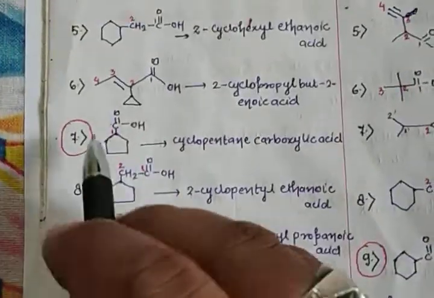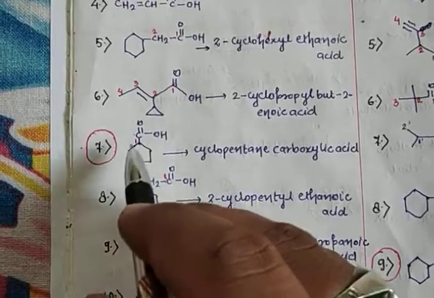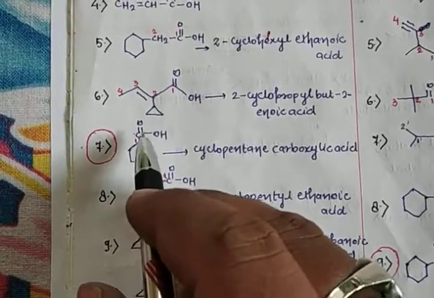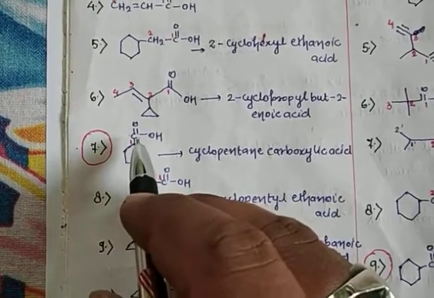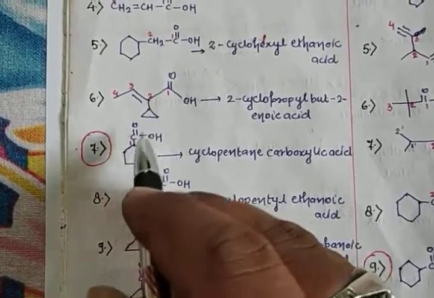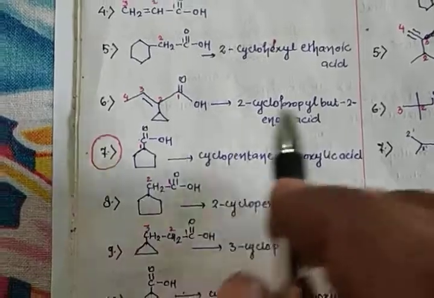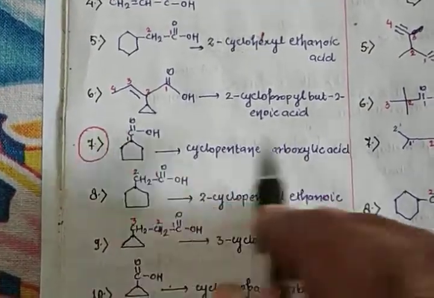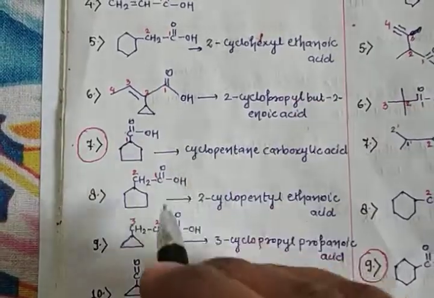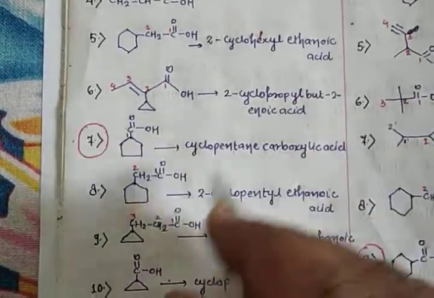Now this is a very important topic. This is a very important example, when a cyclic group is directly attached with COOH. In the last lecture there was a CHO group, which means carbaldehyde, but with COOH, this is cyclopentane and there is a carboxylic acid. Just write carboxylic acid. So cyclopentane carboxylic acid.